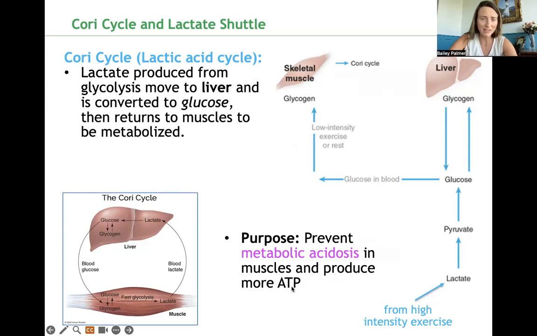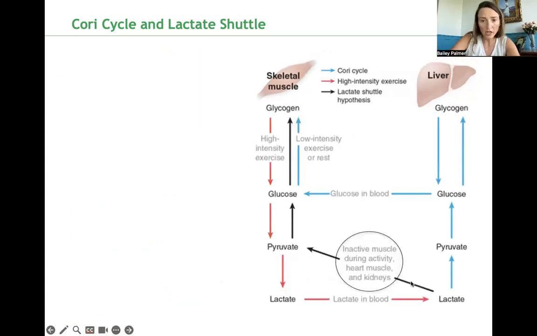So we want to prevent this metabolic acidosis, or this buildup of excess lactate within the body, and turn lactate into a fuel source. And so that's the purpose of this Cori cycle. It takes the lactate that was not metabolized by the cell that it was produced in. So whatever lactate wasn't used, metabolized, or oxidized is taken through the Cori cycle, or it's taken through something called the lactate shuttle.